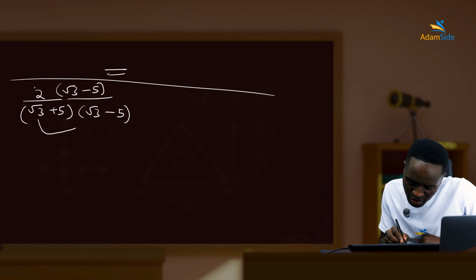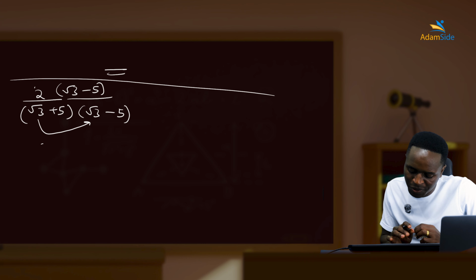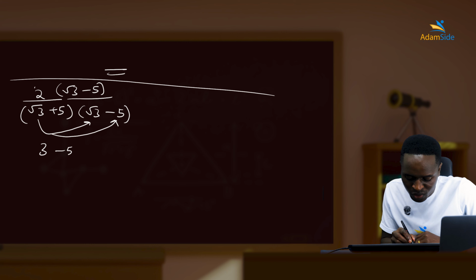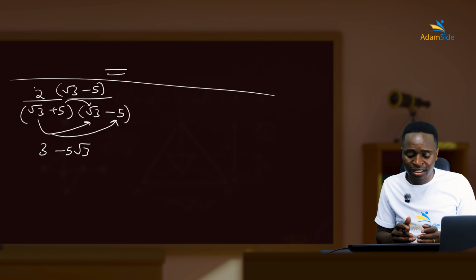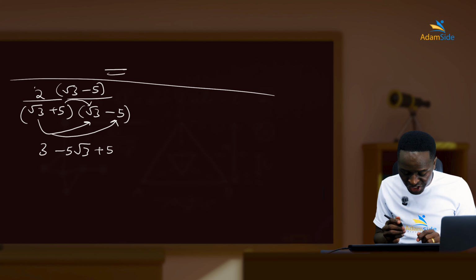Okay, multiply by root 3 minus 5. You multiply the same in the denominator and the same in the numerator. Then expand. Root 3 times root 3, you get 3. Root 3 times negative 5, you get negative 5 root 3. We did this in multiplying surds with coefficients.